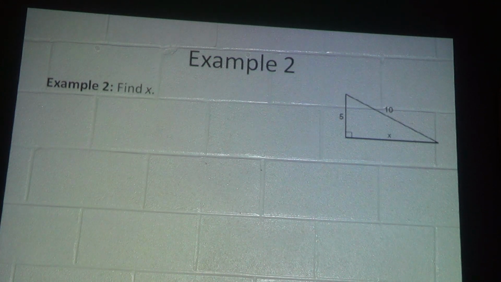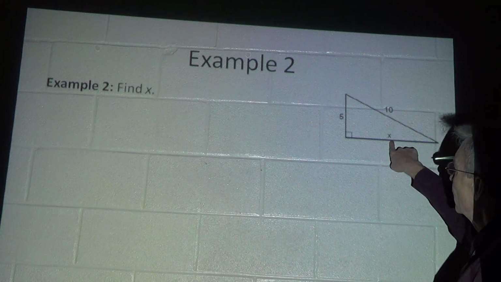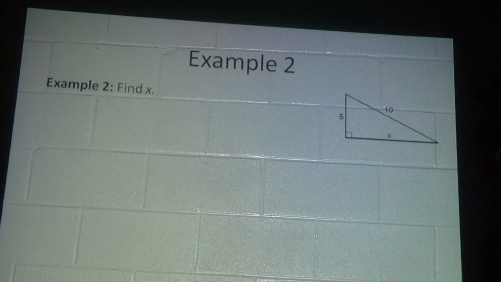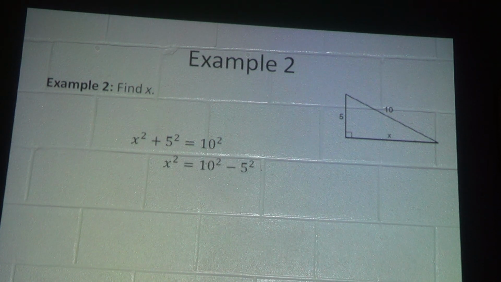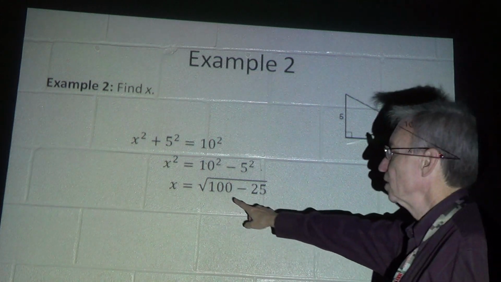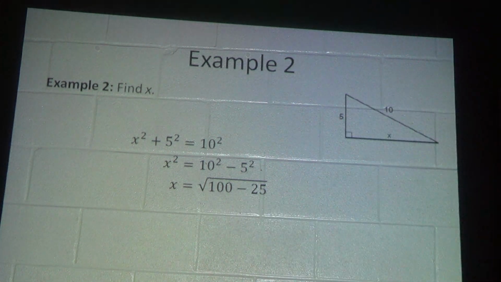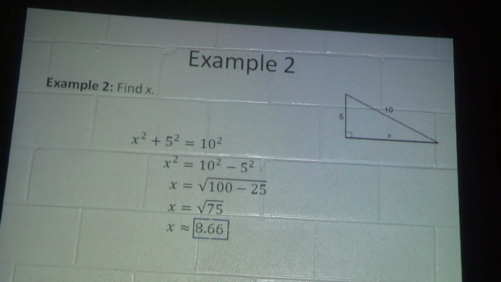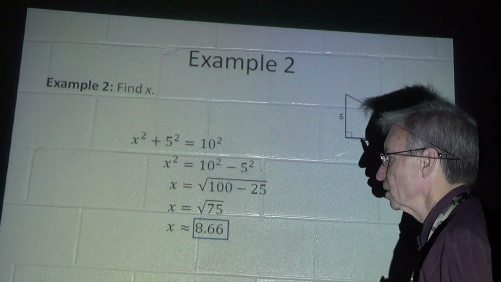Okay, example 2. This time they're missing this leg down here, so we have one leg and the hypotenuse, so they still want us to find x. So this time we have x squared plus 5 squared equals 10 squared, which gives us x squared is equal to 10 squared minus 5 squared. So once again, we have to take the square root of the result of this in order to find what x is. So that gives us the square root of 100 minus 25, which is the square root of 75, which approximates out decimally as 8.66.